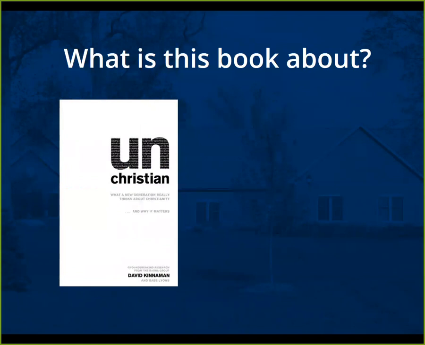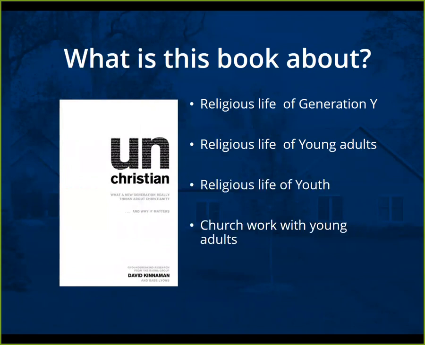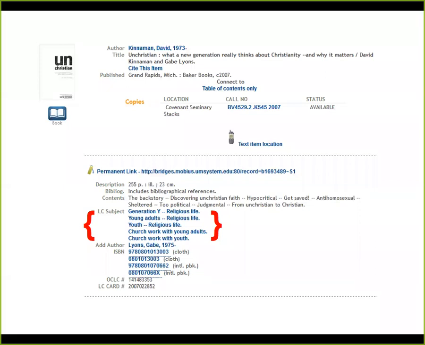So for this particular book, we might say this is about the religious life of Generation Y, or the religious life of young adults or of youth. Also about church work with young adults and church work with youth. So these are all subject categories we could assign to this book. And when we bring that into the library catalog, it looks like this. You can see right down here, we have those subjects listed on the record.